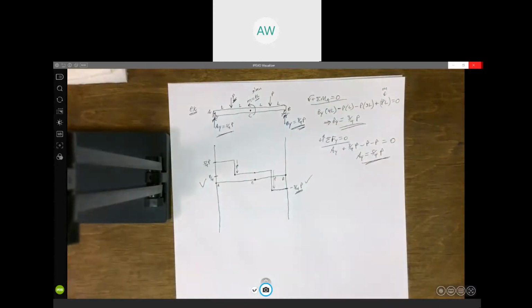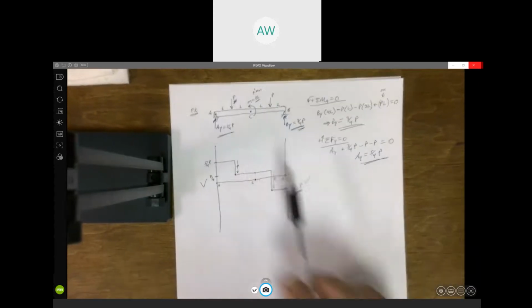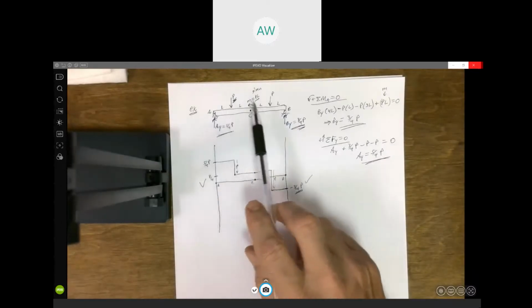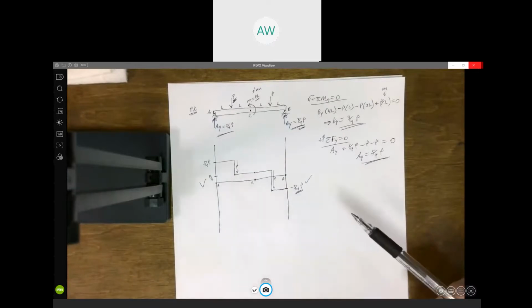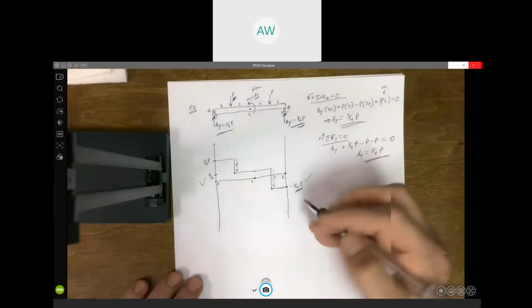Here's my shear diagram. If we were doing that first method where we cut it and got equations, we would have to cut this 1, 2, 3, 4 times. Whereas here, we just drew it with minimal effort at all. Right? Any question about that shear diagram? Well, we use that to draw the moment diagram.